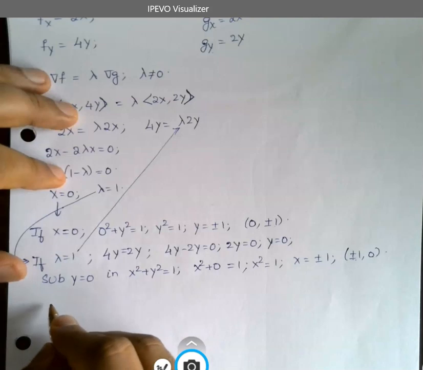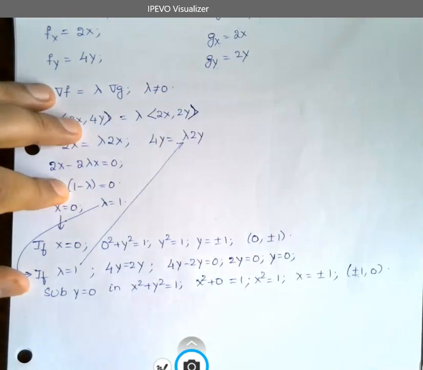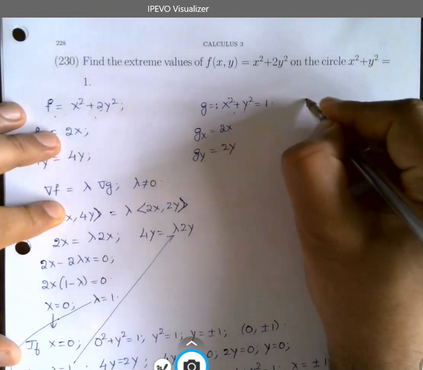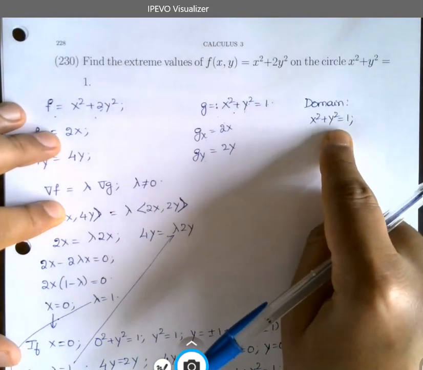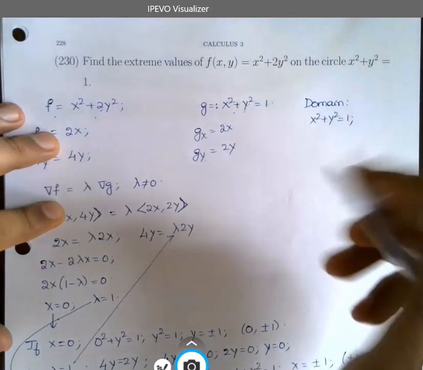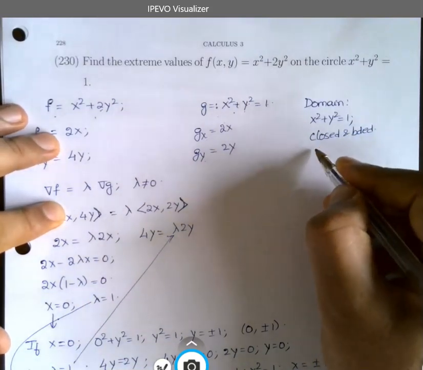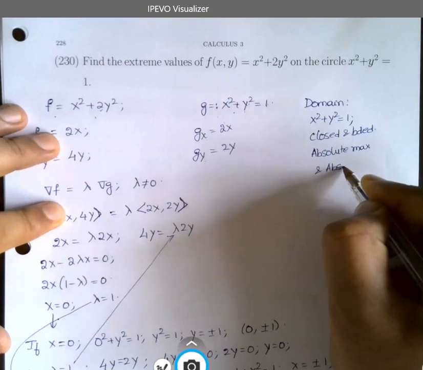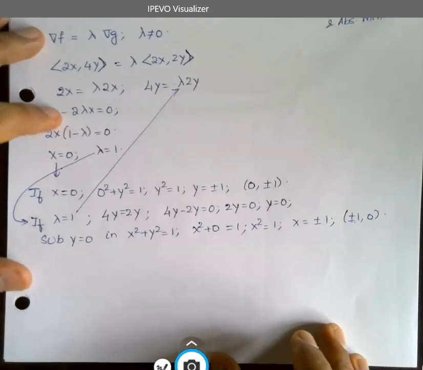How do you find the max? First of all, understand this. What is your domain? On the circle, they're saying. So your domain is the circle x squared plus y squared equals 1. It's a circle with radius 1 unit and center 0, 0. So the domain is closed and bounded, which means you have an absolute maximum and an absolute minimum. Why? Because of the closed interval theorem that you learned in the previous section and also in Calc 1. So you would have the maximum and minimum at any of these points.